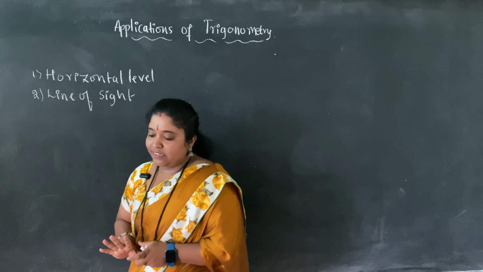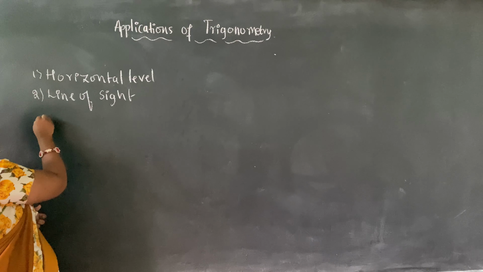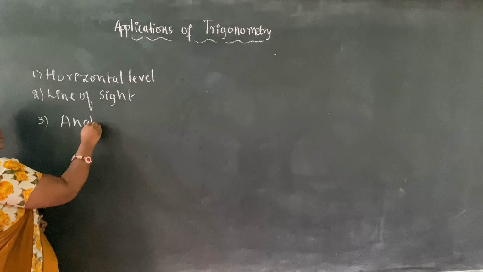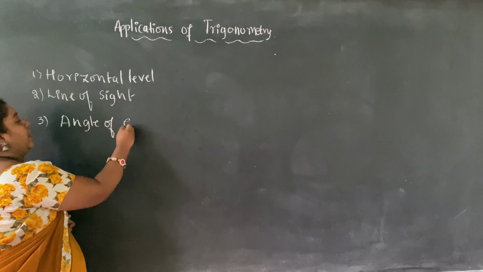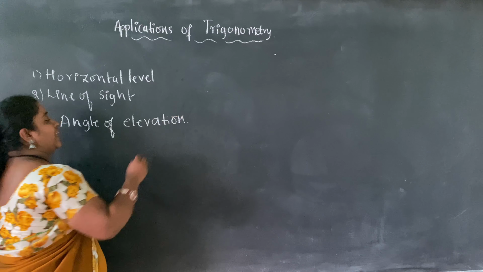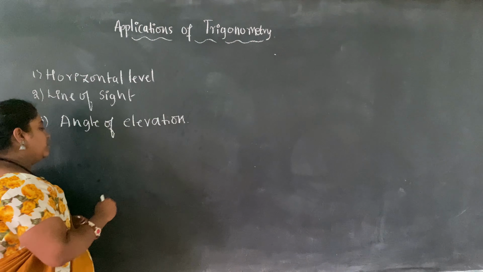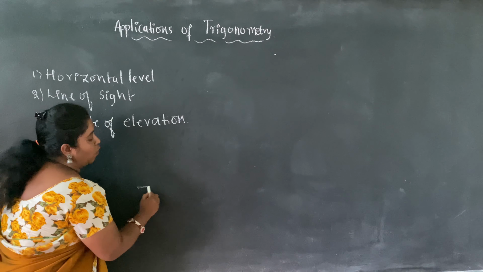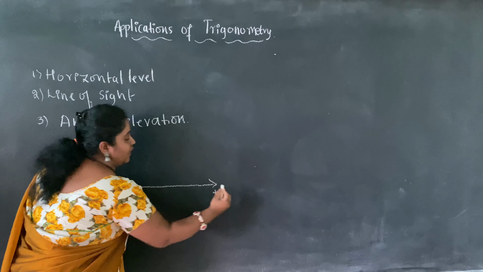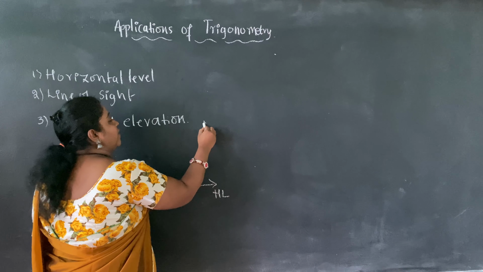The next concept you should know is a very important one, that is the so-called angle of elevation. Okay, angle of elevation. Now the question is, what actually is meant by angle of elevation? Okay, suppose dear, this is a horizontal level. I say this is the horizontal level. And suppose a kite is flying over here.